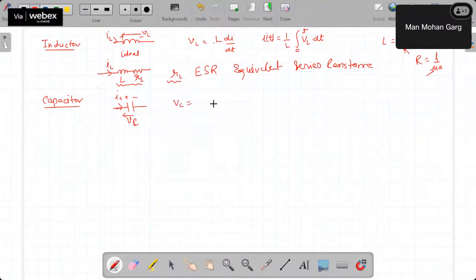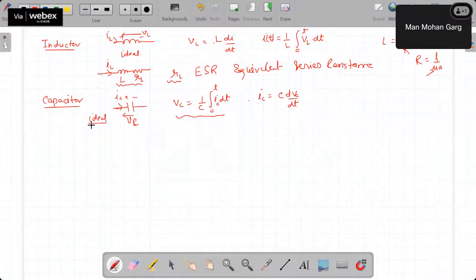is given as 1 by C integral of IC dt, or you can say IC is C dVc by dt. Okay, and the integral is from 0 to T. So this is our capacitor voltage, ideal case.